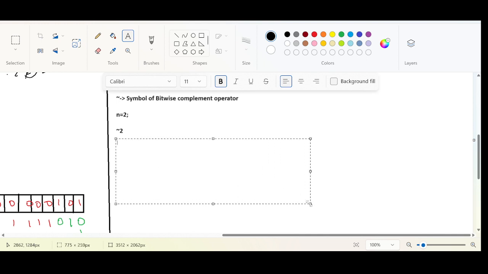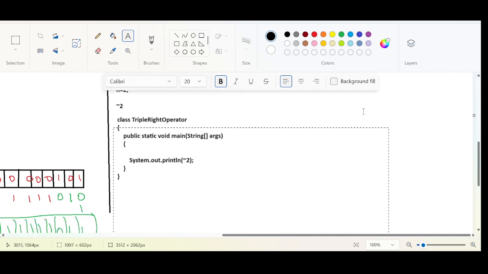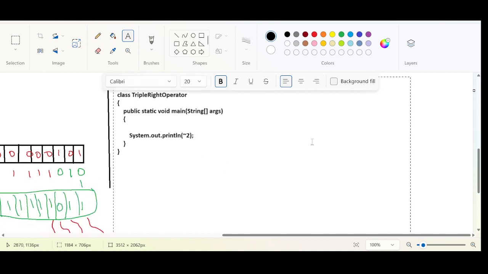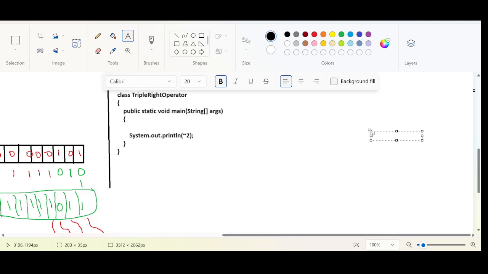Internally, what is happening? How is the memory getting allocated? Those things we will understand. Complement of 2 is giving minus 3. How can 2 be represented in the form of a binary number? Very simple, right? And one more thing.